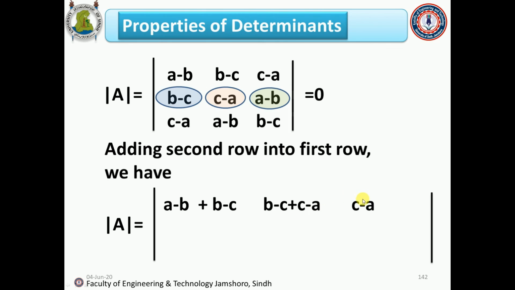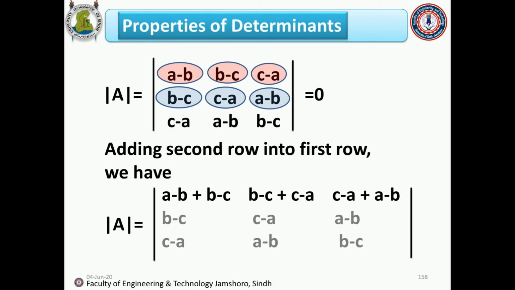For the next element, this is our first row element, as it's saying adding the second row into the first row, so we write the first row here. Now we are going to add the second row. The second row element is A minus B, we write it here. If you observe, we have written all the elements here, and all the elements below will be the same because we have only changed the first row, okay?